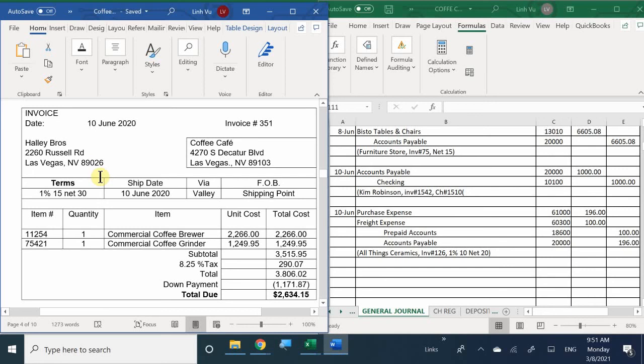So let's take a look again. We got charged tax once again. Okay. And we have a down payment. And yeah, they didn't even charge us shipping for this one. So maybe there's another person who is going to be in charge of the shipping.